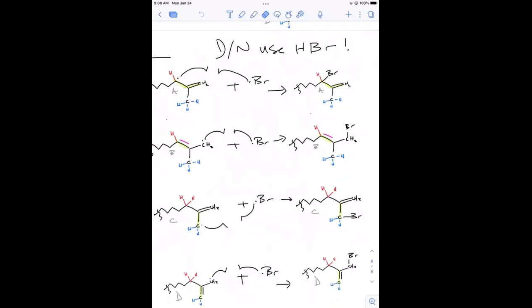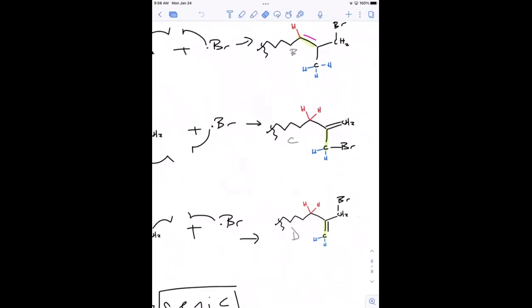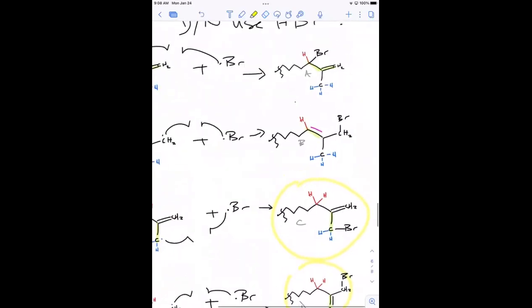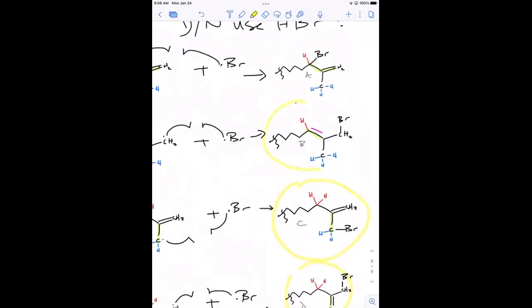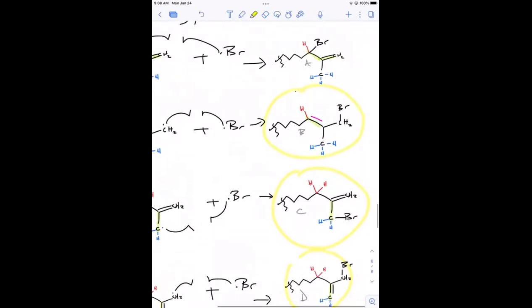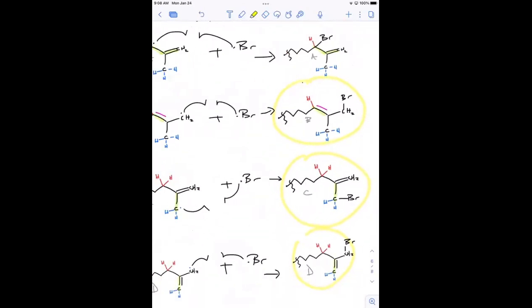The one with the least substituted. The least substituted. Excellent. So you're really going to have a competition between this product, because that's a primary halide, this product, which is also on a primary carbon, and this product right here, which is also primary. So all 3 of those are going to be competing with one another for the fastest product formed.